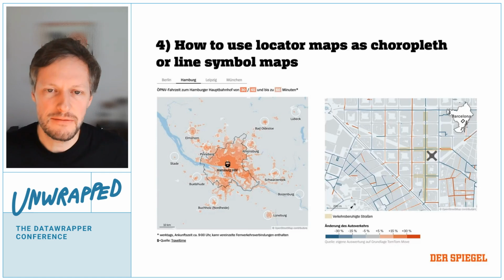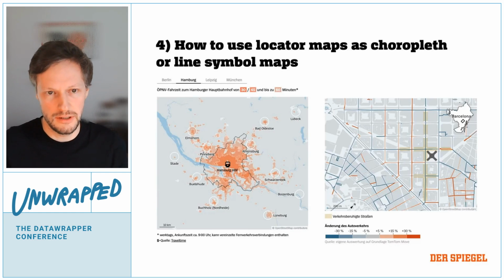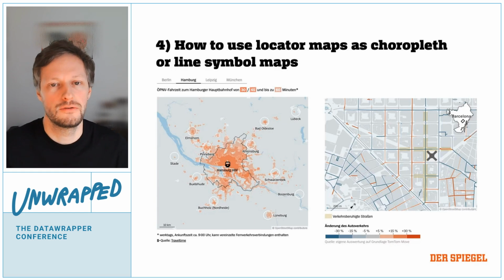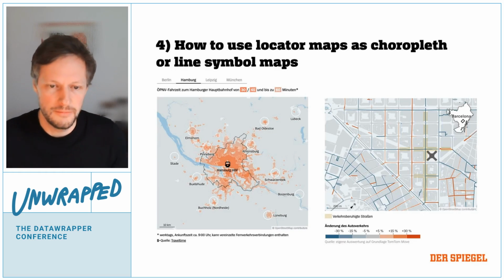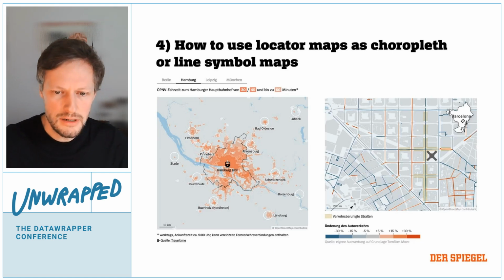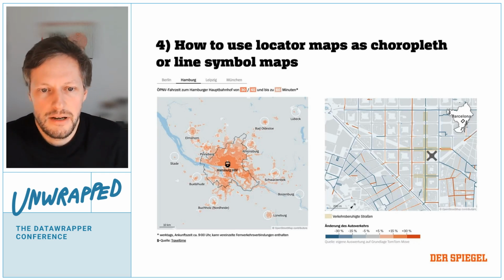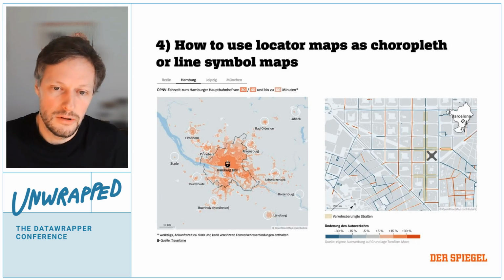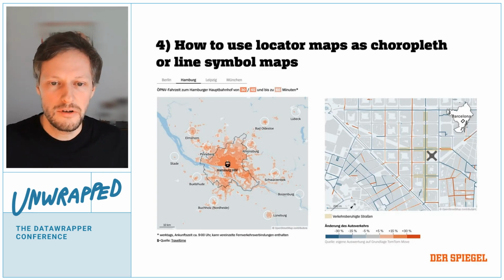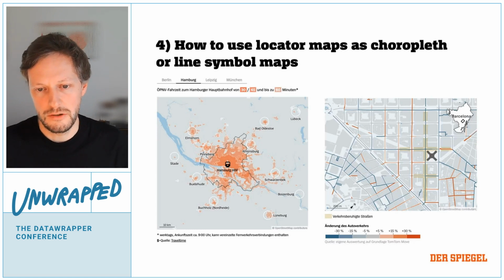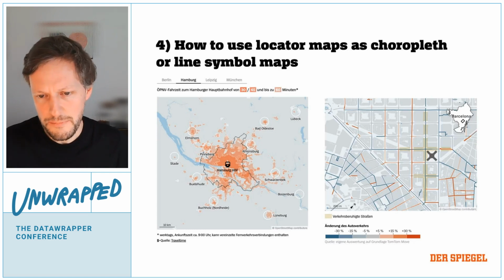Speaking of locator maps, we've just heard a talk by Philip, who showed some examples which are similar to what I want to show in my fourth example, and that is how to use locator maps as choropleth maps or as line symbol maps. If you look at those two maps here, they are Datawrapper locator maps, but they are not used like locator maps are normally used to show cities and points of interest, small location information, but they are used to show more complex data. The one on the right is traffic analysis for Barcelona, how the traffic changed in certain areas, certain roads.